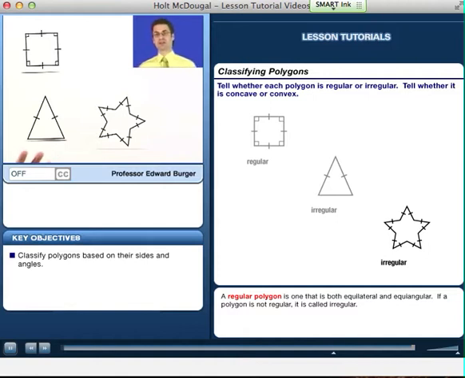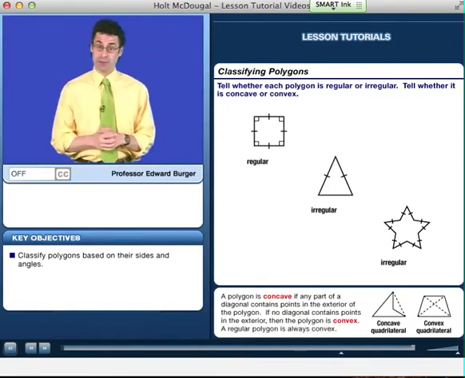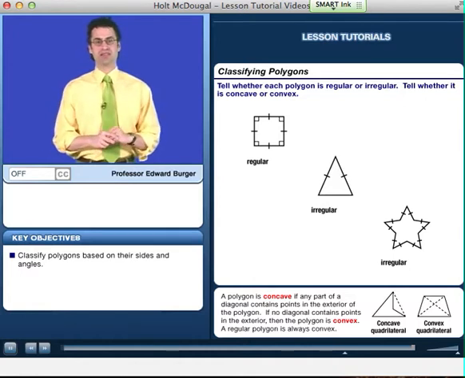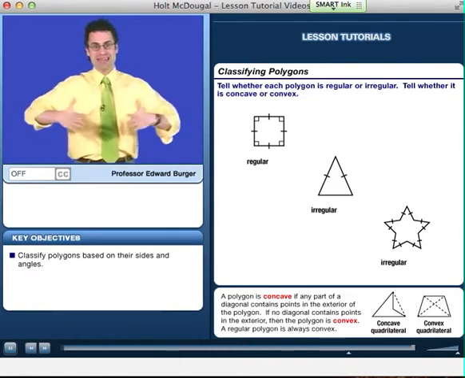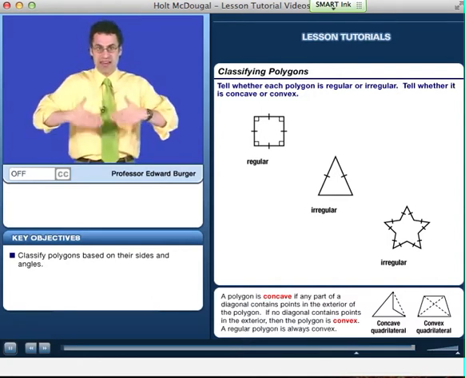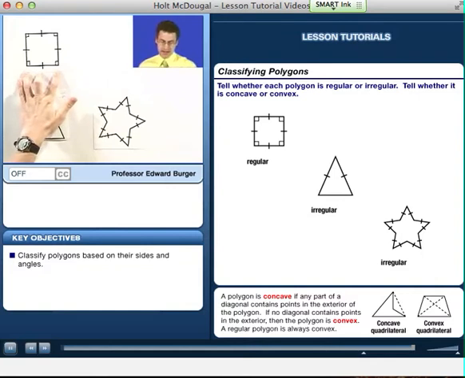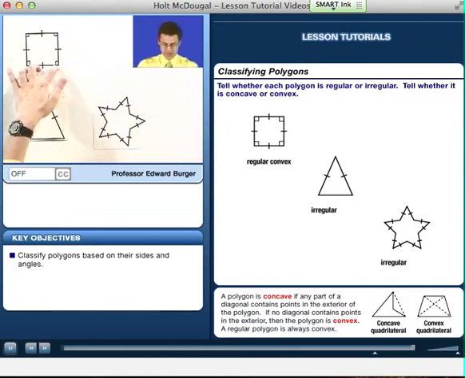Now, there's another notion we could talk about, the notion of what's called a convex or a concave polygon. A convex polygon means that it's sort of puffed out, that there's no indentations. And if there's indentations, then we call it concave, because the indentation is kind of like a cave. So if we take a look at this, we can see this, in fact, is a convex polygon, so it's a convex regular polygon, because there's no indentations anywhere. This is irregular, but it's still convex.